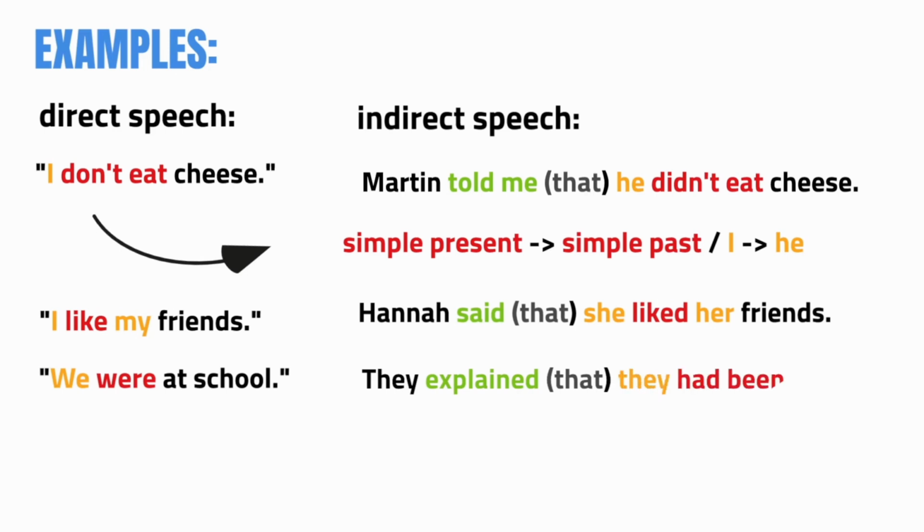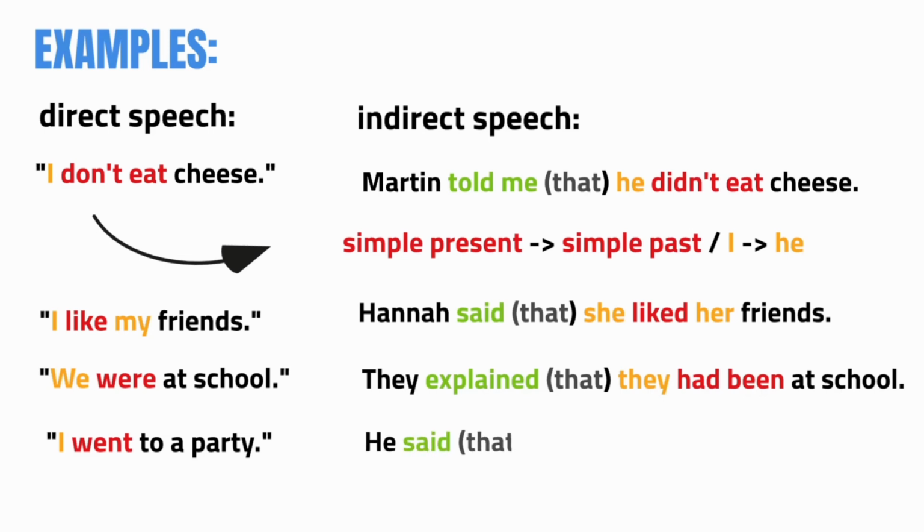We were at school. They explained, introduction, that they had been at school. We turns into they, and were, simple past turns into past perfect, had been at school. I went to a party. He said, introduction, that he had gone to a party.